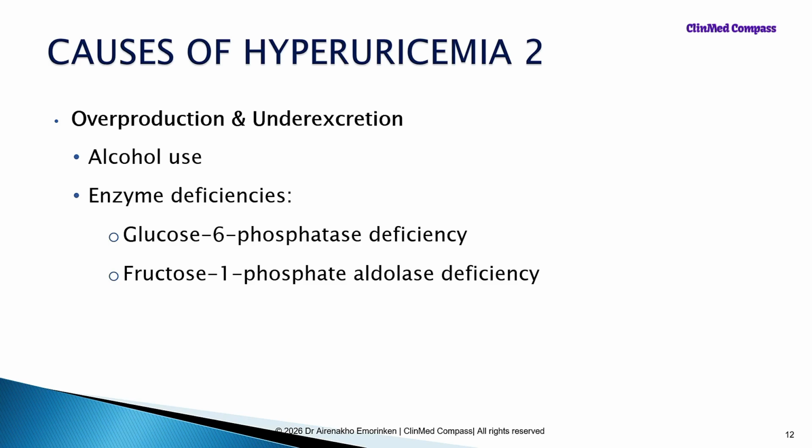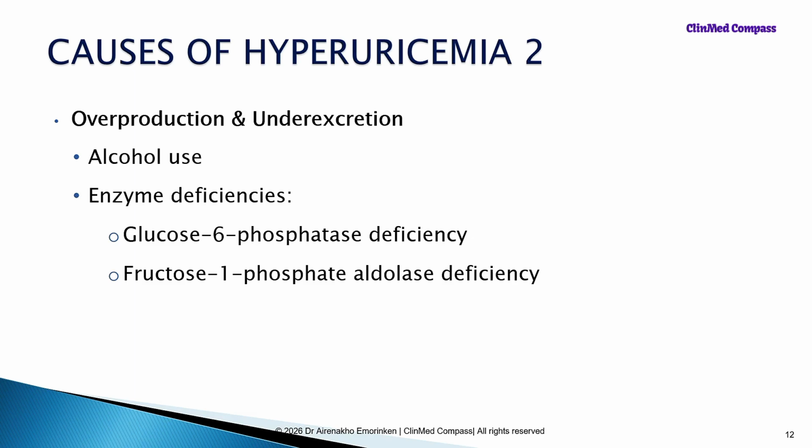A quick but important addition. Some conditions cause both overproduction and under-excretion of uric acid simultaneously. Alcohol is the prime example. It increases purine breakdown while impairing renal excretion. Similarly, certain enzyme deficiencies like glucose-6-phosphatase deficiency, as found in von Gierke's disease, or fructose-1-phosphate aldolase deficiency. Recognizing this overlap helps avoid oversimplification in complex patients.